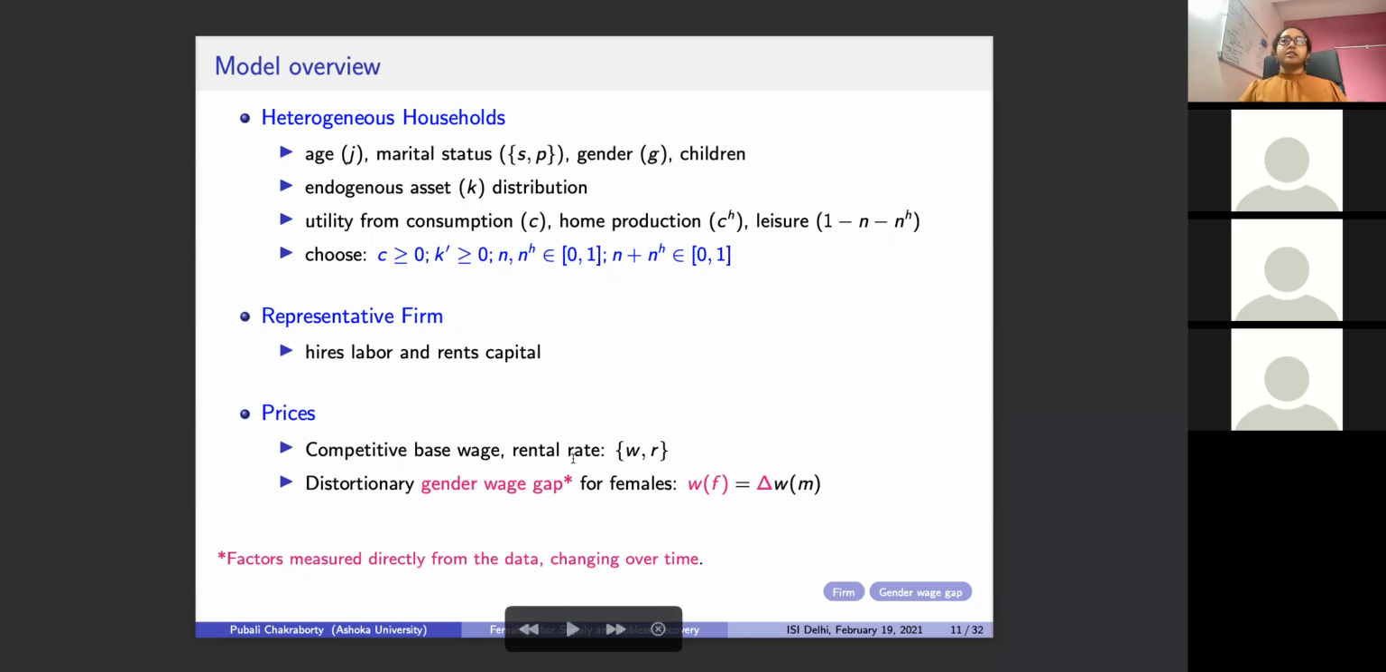There is a gender wage gap for women, which is distortionary. There are different ways to model this gender wage gap. The literature talks about differences in productivity, which have shrunk over time, which feeds back into the wage earned by women. The way I have modeled it is it's just discrimination. From the firm side, firms don't differentiate between the different kinds of labor, but women, because of some discrimination, receive a lower wage as compared to men.